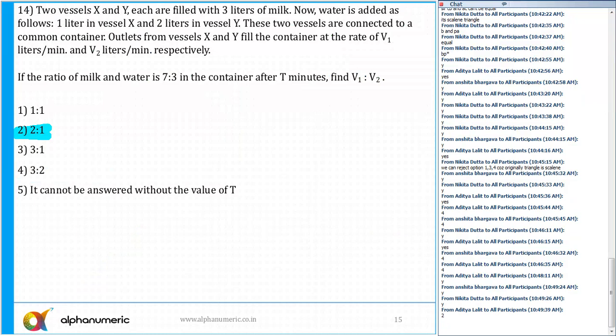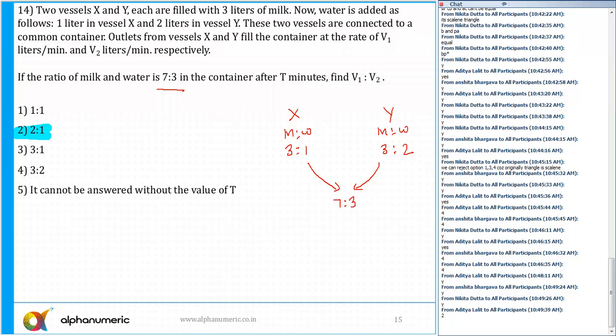It says 2 vessels X and Y each are filled with 3 liters of milk. Now, water is added as follows: 1 liter in vessel X and 2 liters in vessel Y. So milk to water, originally they are in the ratio 3:1 in X, and in Y, 3 liters milk and 2 liters water has been added. These 2 vessels are connected to a common container, and in this container, after certain time, the ratio of milk to water is 7:3.